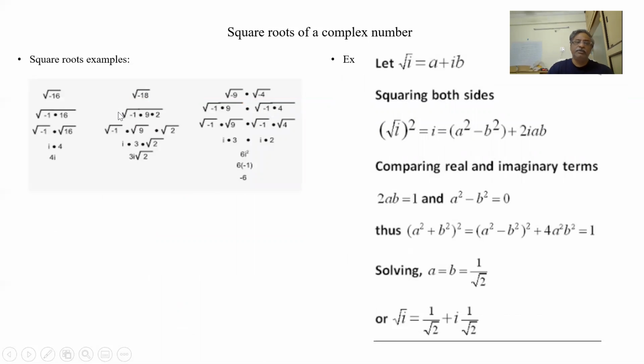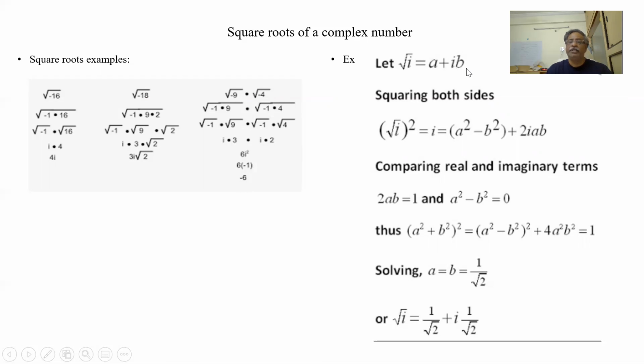Let us find out what is root of minus 16, it is 4i. Root of 18 we have already done. Root of minus 9 into root of minus 4. So this is i into i square is minus, 3 into 2 is 6. So what is root of i? We have been asked what is root of i.